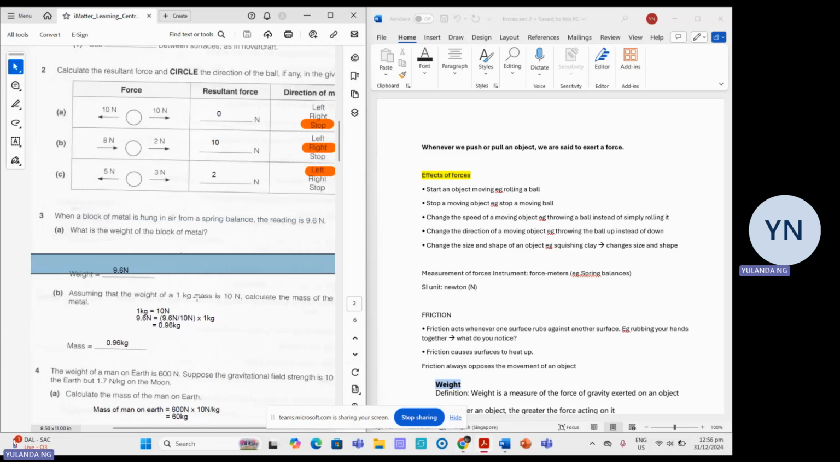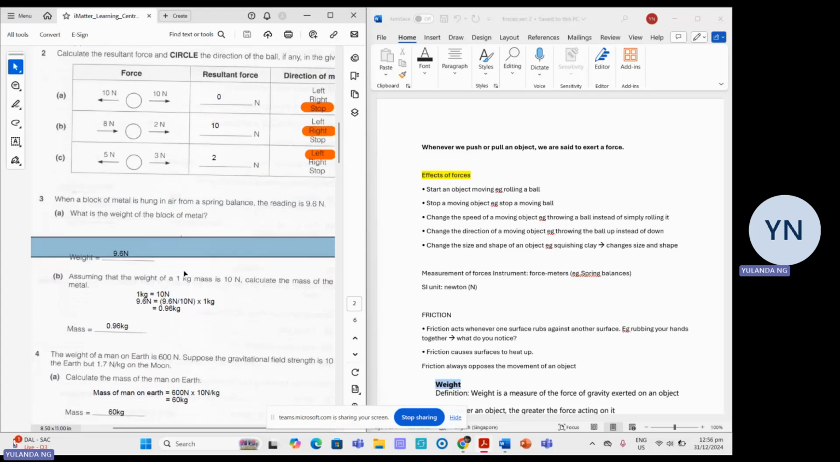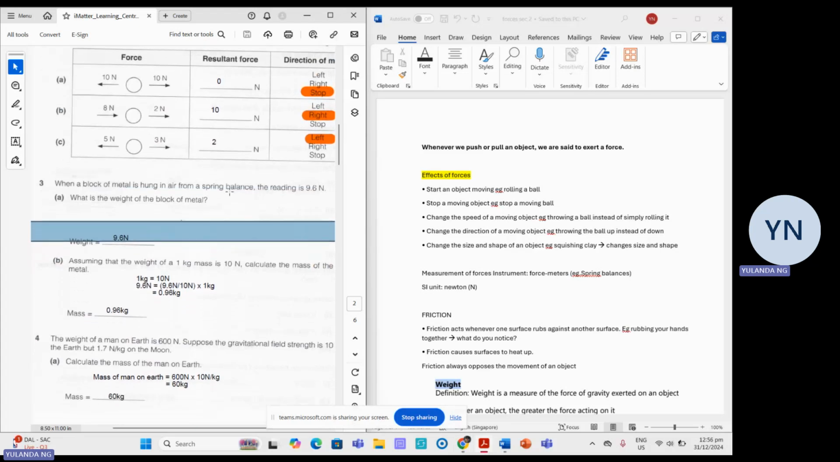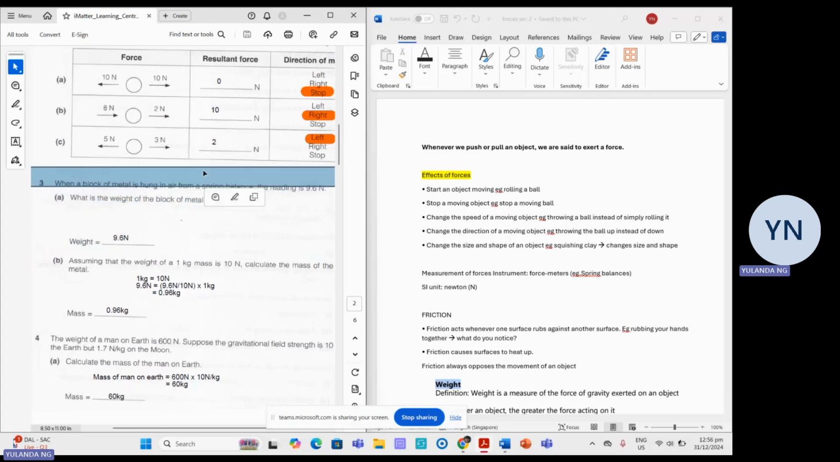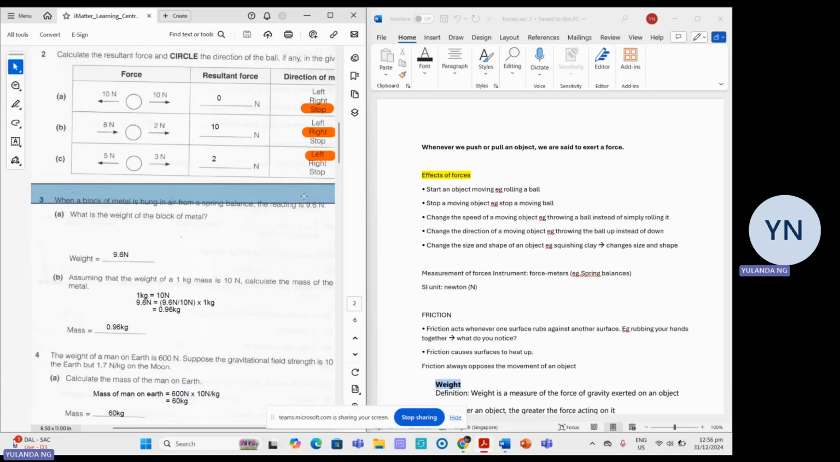When a block of metal is hung in the air from a spring balance, again, let's recap what a spring balance is. It's used to measure force. The reading will be 9.6 N. What is the weight of the block of metal? I'm measuring the block of metal using a spring balance, which is used to measure force, which can also be used to measure weight. Therefore, the weight of the block of metal will be 9.6 newtons.